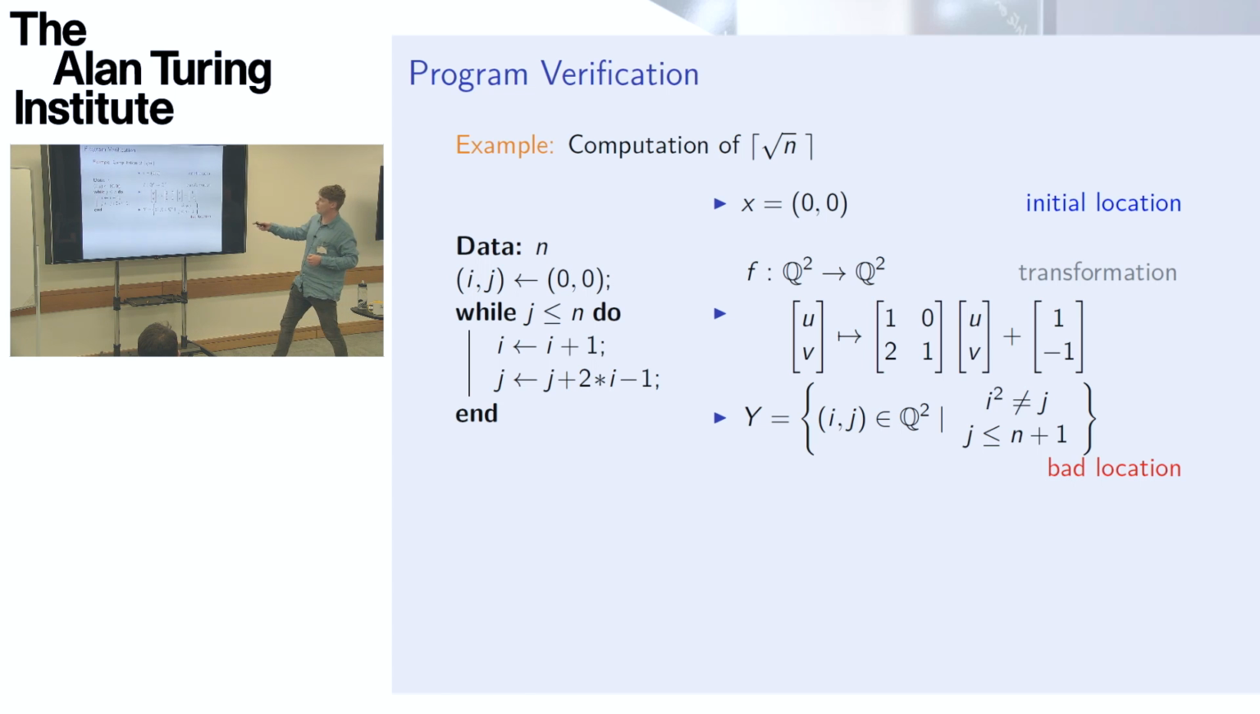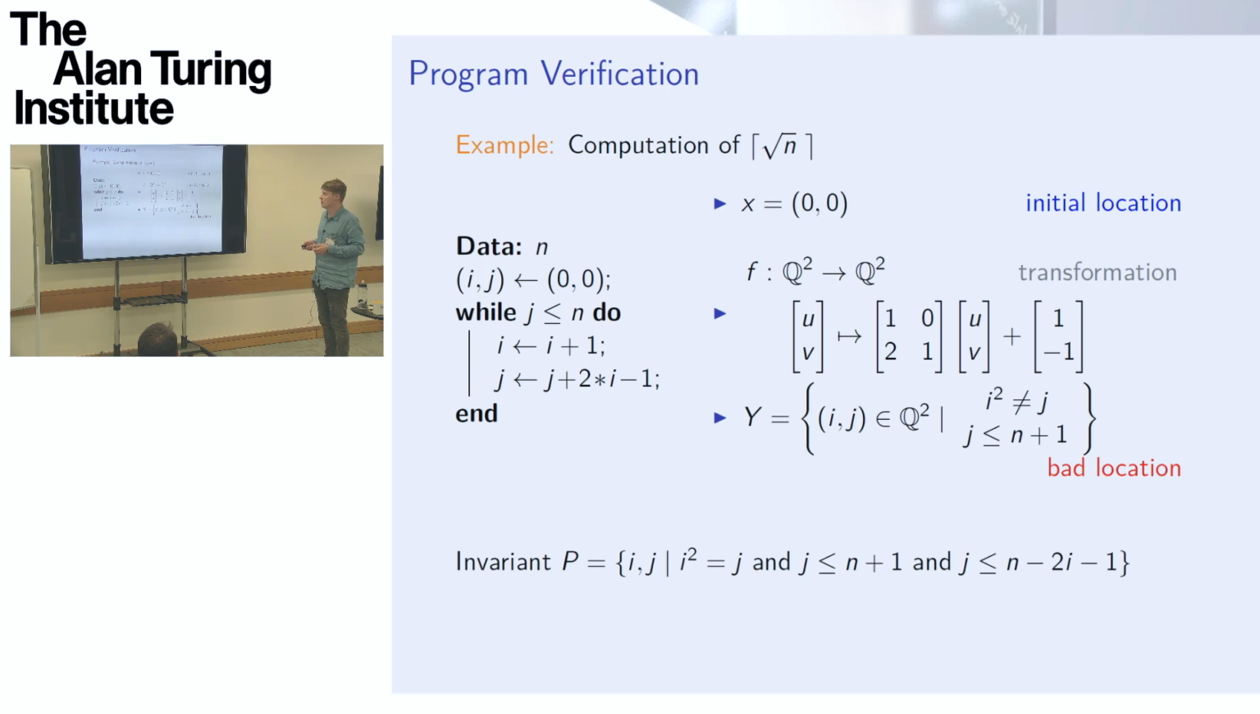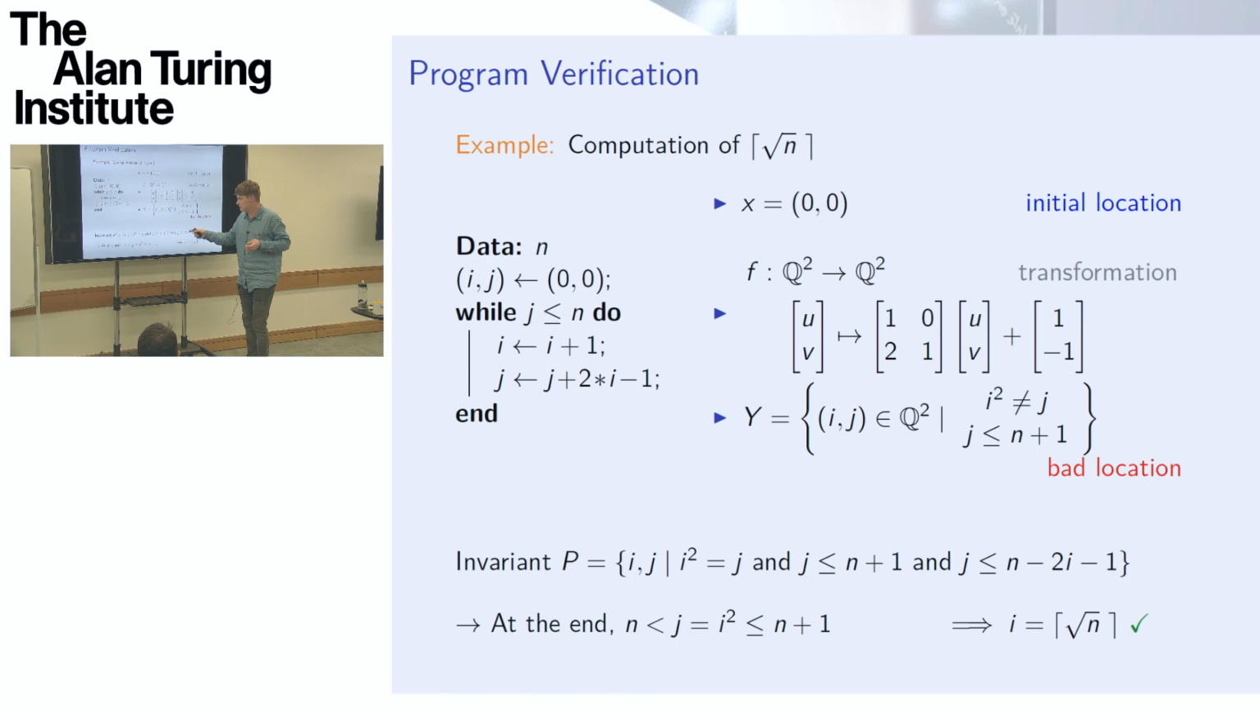By the way, here we have an affine transformation, but we can always add a dimension and then treat this like it was linear. Then if we can synthesize an invariant, say this one, I have 3 conditions. The first coordinate squared is the second one, and then I have some inequalities here. And my claim is that this invariant proves that the program actually computes the square root of n. Why? Because this is invariant, you can check it, it's not too hard.